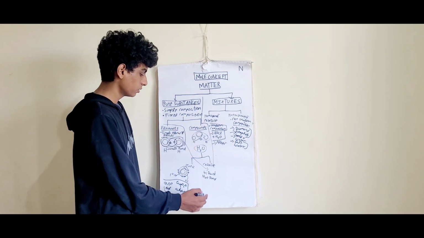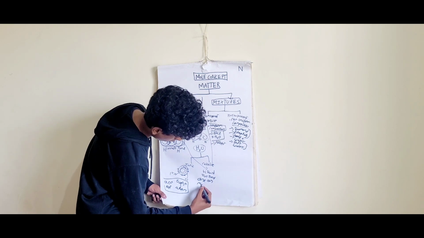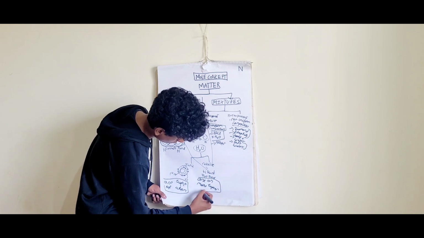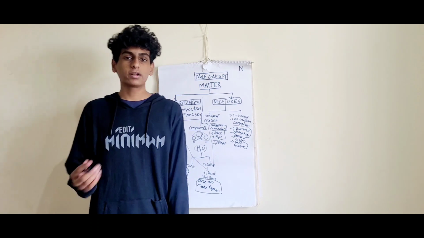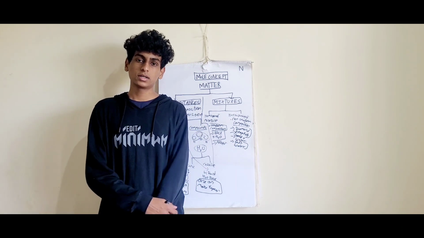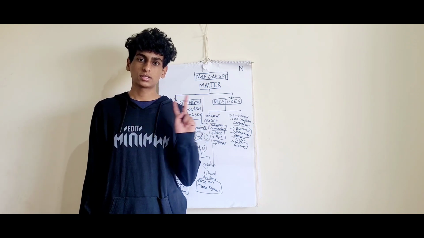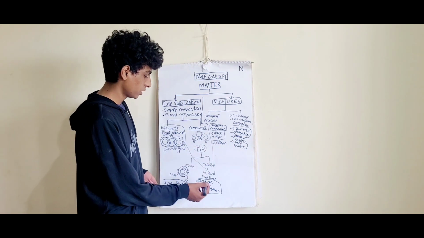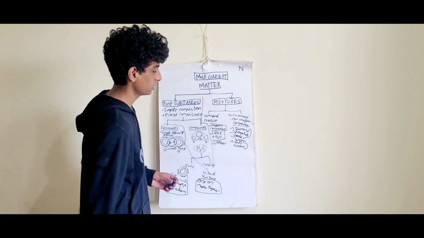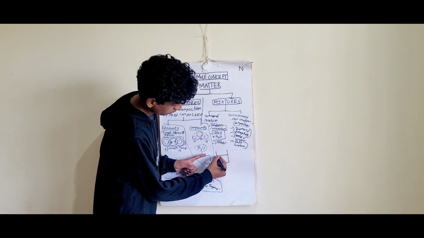But in compounds, we have more than one type of atom, like the previous example I gave, water. Water has two types of atoms, hydrogen and oxygen. So that's basically compounds.